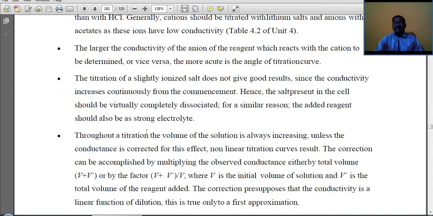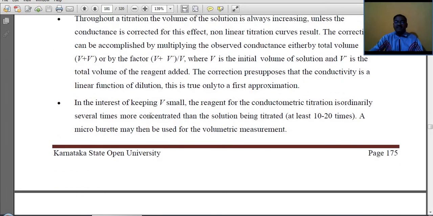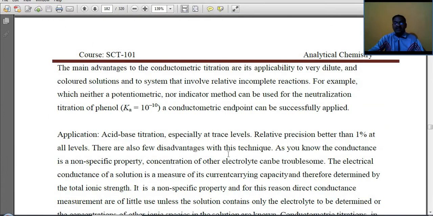The titration of a slightly ionized salt does not give good results, since the conductivity increases continuously from the commencement. The salt present in the cell should be virtually completely dissociated. Next, the change in volume V should be kept small, meaning the volume added is small. The reagent for the conductometric titration is ordinarily several times more concentrated than the solution being titrated. A microburette may then be used for this volumetric measurement.